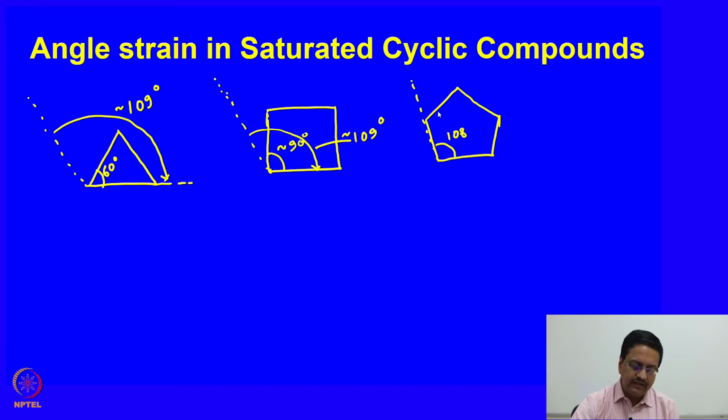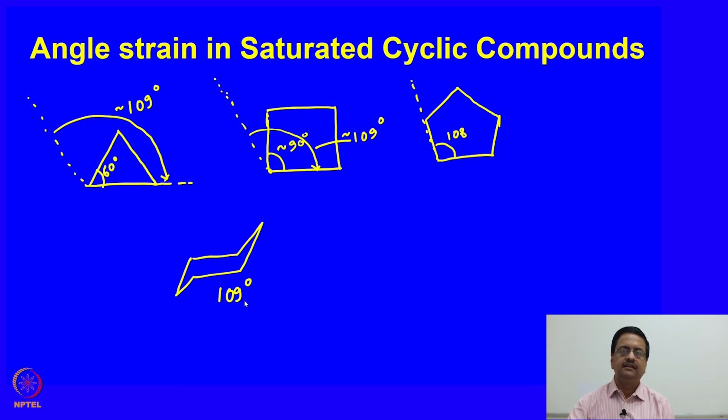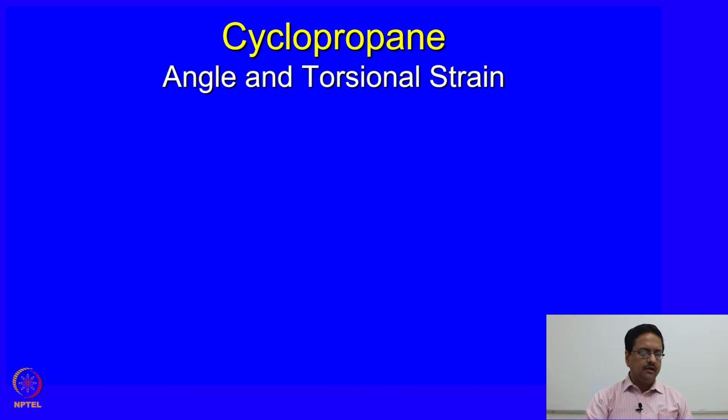In case of cyclohexane, the way we draw the conformers, the angles are always 109 degrees. So there is no angle strain in cyclohexane. Now let us see the angle and torsion strain that is observed in case of cyclopropane.